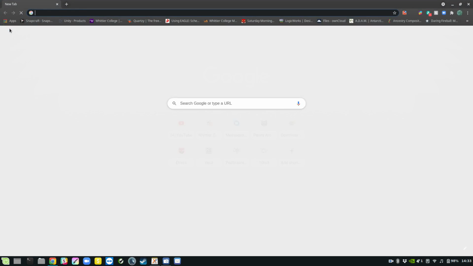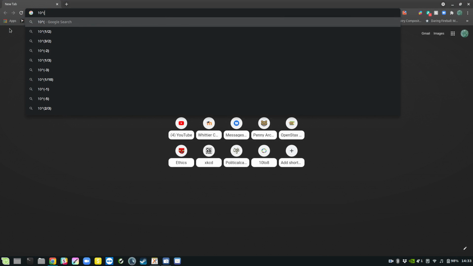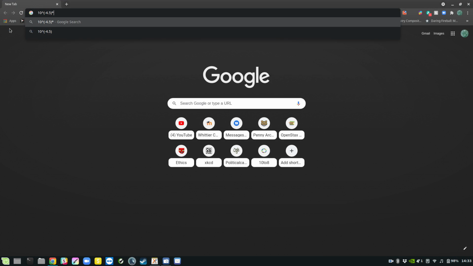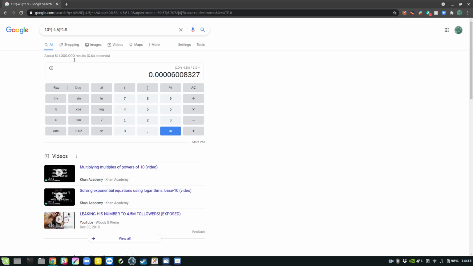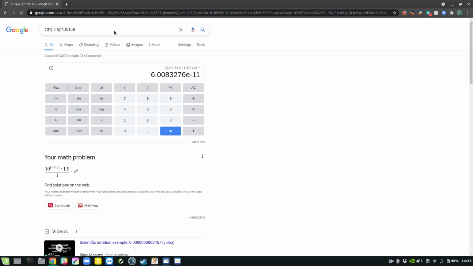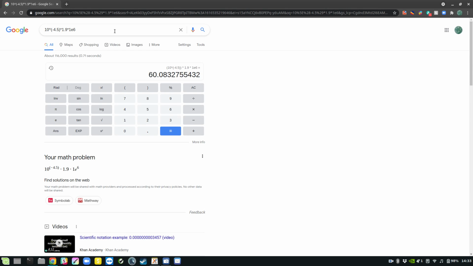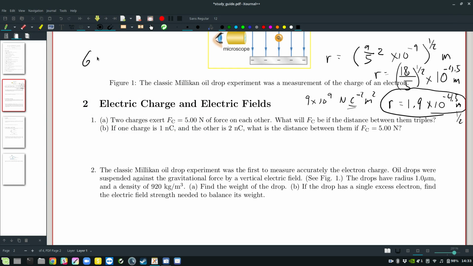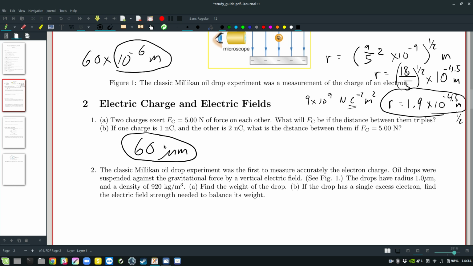You can always use Google as a calculator. So let's say 10 to the negative 4.5 power, and then while we're at it, 1.9. And so that's a really small number. Let's multiply by 1 times 10 to the 6th. That will put the answer in microns. So that's 60 times 10 to the negative 6 meters, and 10 to the negative 6 is actually called a micron. So you can write in fancy notation 60 micrometers. So very, very close together, but not so close that you would consider that the length of a molecule.